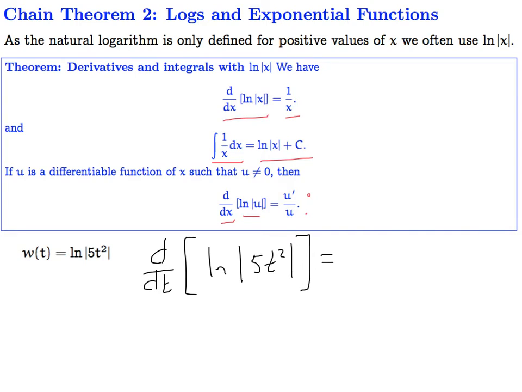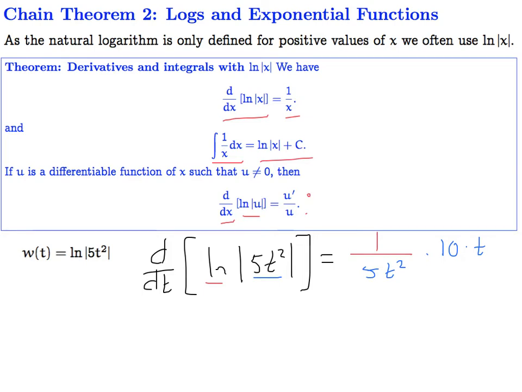So our natural log function is still our outside function. 5t squared is inside. And using the properties, we know that this is going to be 1 over, leave the inside function alone, and in this case, we drop the absolute value signs, and we multiply it by the derivative of the inside. So the derivative of this in this case will be 10t, because we bring the 2 down using the power rule.